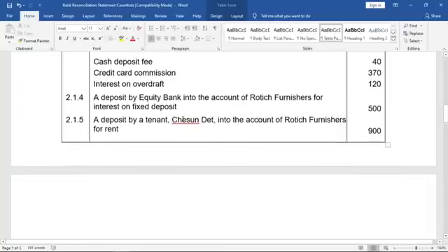We are told that a deposit by Equity Bank into the account of Rotich Furnishers. Very important to remember that we are Rotich Furnishers, as we were told at the beginning, on top over there, for interest on fixed deposit. So what is interest on fixed deposit? Well, a fixed deposit is us putting money in the bank, investing it as a saving fixed deposit until a certain period when we'll receive it back. So we are being paid interest on fixed deposit. So it's a deposit by the bank into our account.